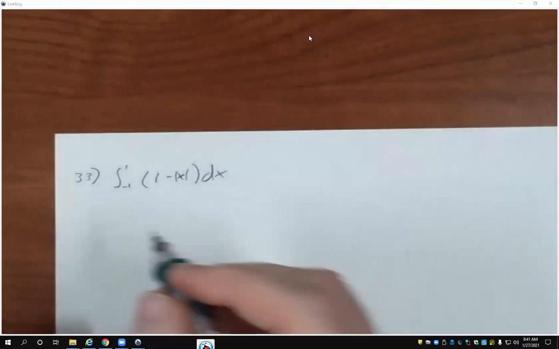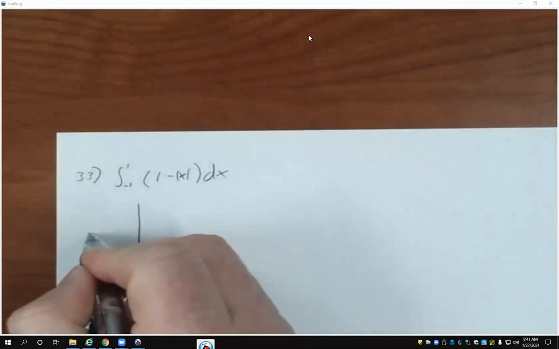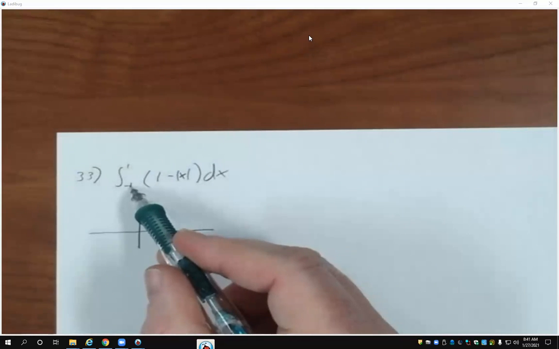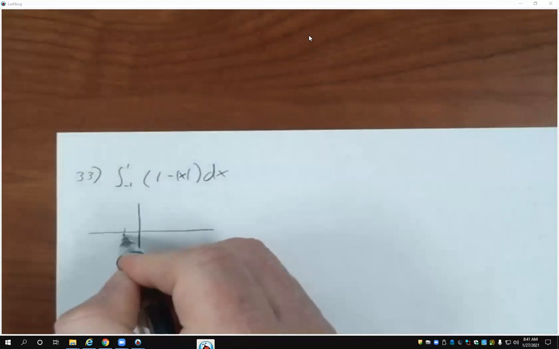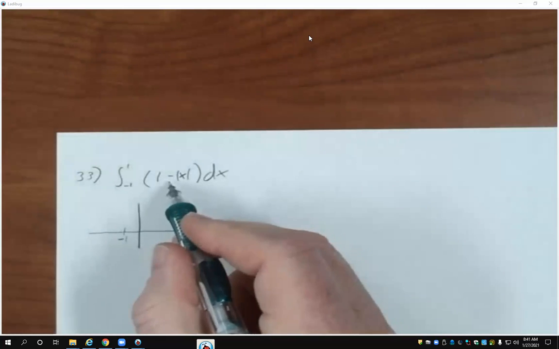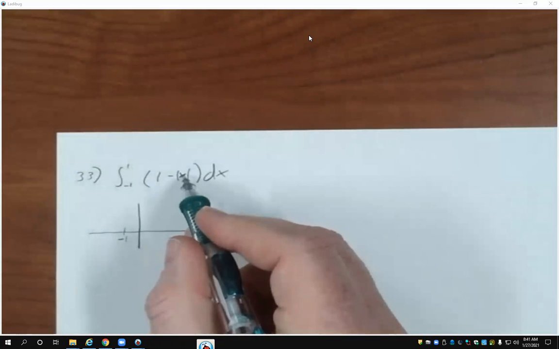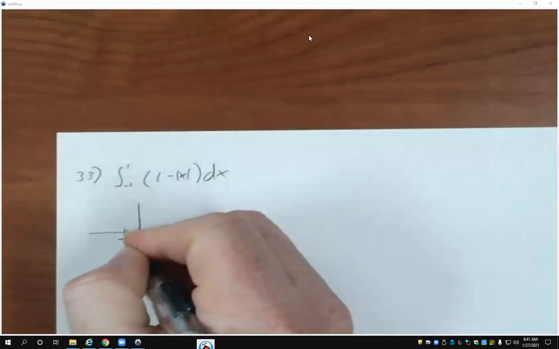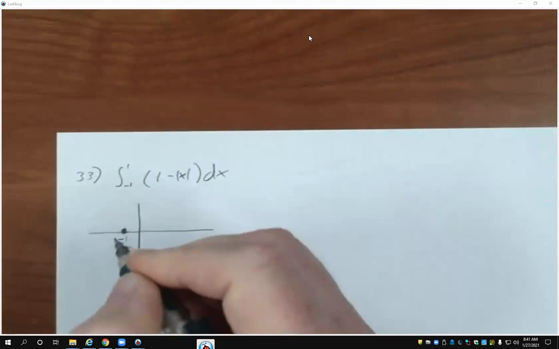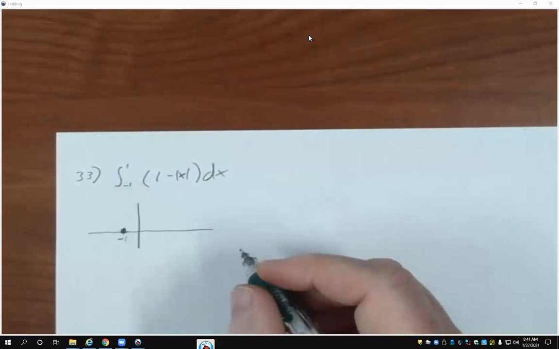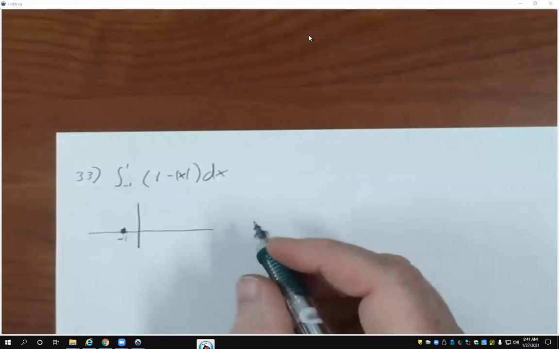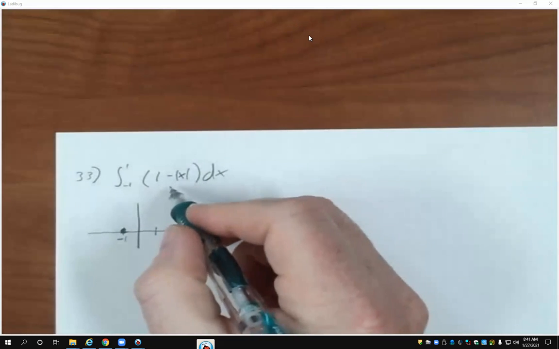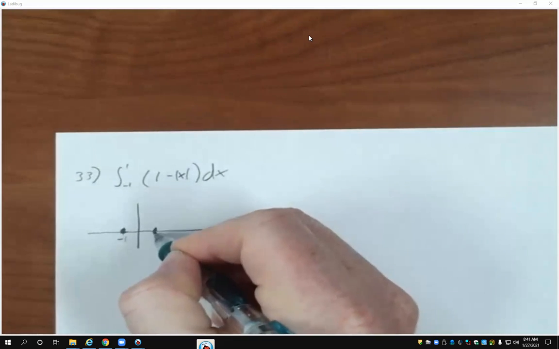Okay, so at this point, we only know how to solve these by graphing. So I'm going to plug -1 in. When I plug an x value of -1 in, the absolute value of -1 is 1, and 1 minus 1 is 0. So at -1, I'm at 0. Now I'm going to plug 1 in, and I'm going to get the same thing, 0.